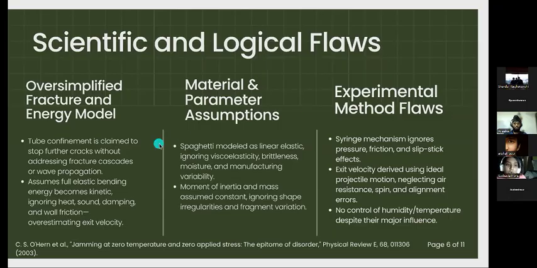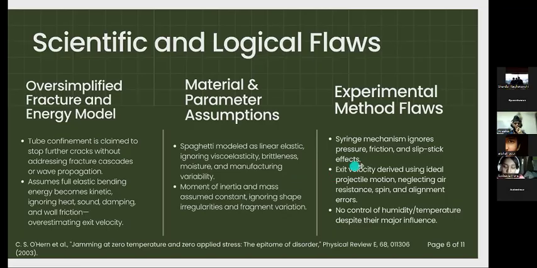Let's take a look at the 5 key scientific and logical flaws in the reporter's work. Firstly, the whole model has been very oversimplified. The tube confinement is claimed to stop further cracks without addressing fracture cascades or wave propagation as well. It assumes full elastic bending energy becomes kinetic, ignoring heat, sound, damping, and wall friction, overestimating the exit velocity as well. Secondly, the spaghetti is modeled as linear elastic, ignoring viscoelasticity, brittleness, moisture, and manufacturing variability. Furthermore, the moment of inertia and mass are assumed constant, which ignores the shape irregularities as well as the fragment variation.